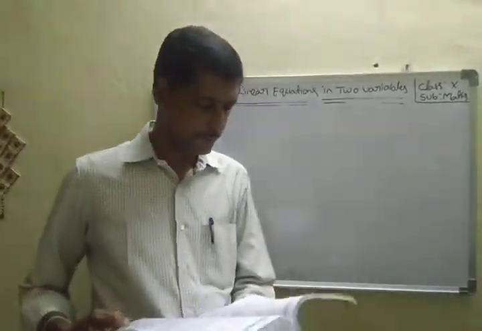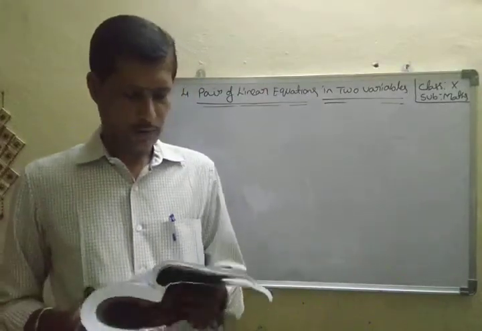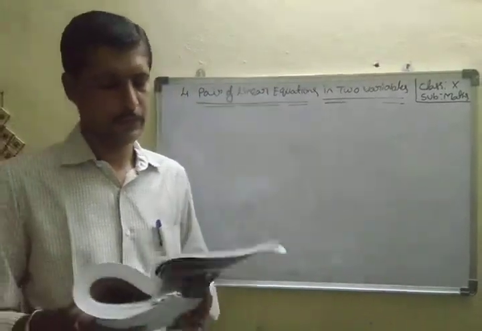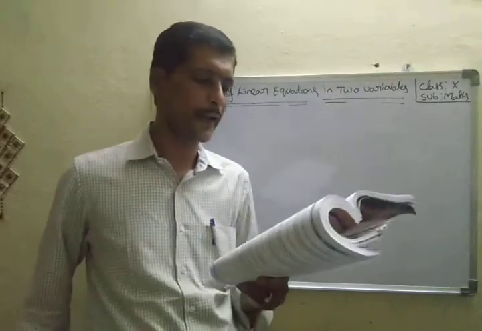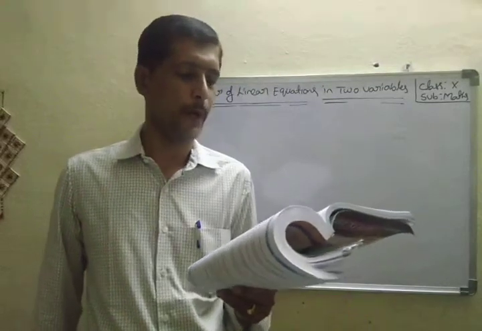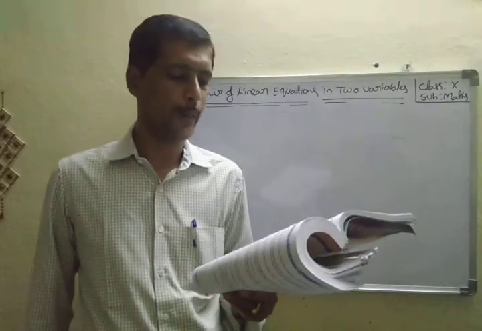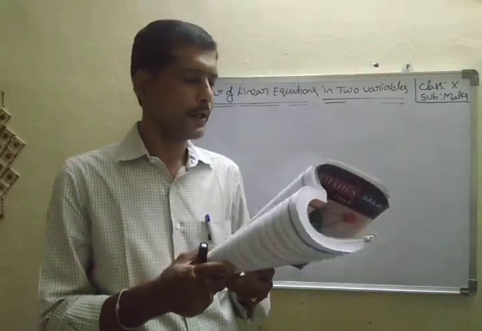Next one is here, fourth question. 10 students of class X took part in a mathematics quiz. If the number of girls is more than the number of boys, find the number of boys and the number of girls who took part in the quiz.